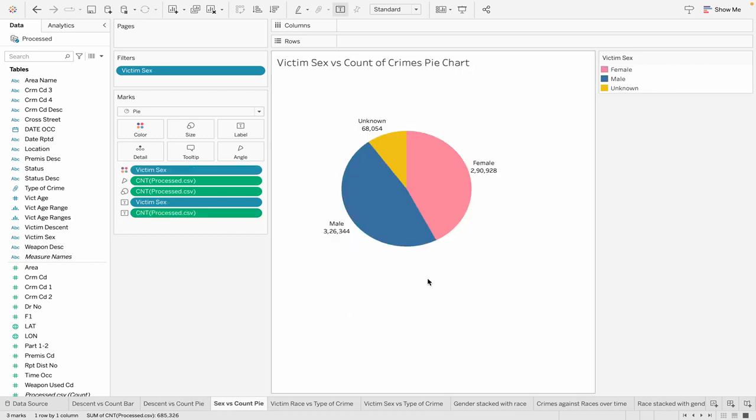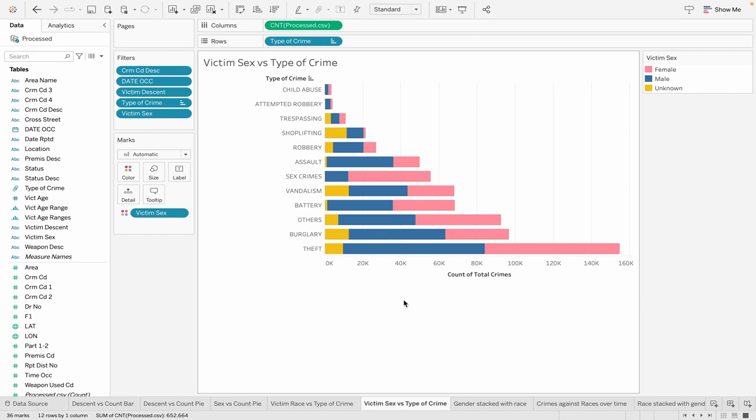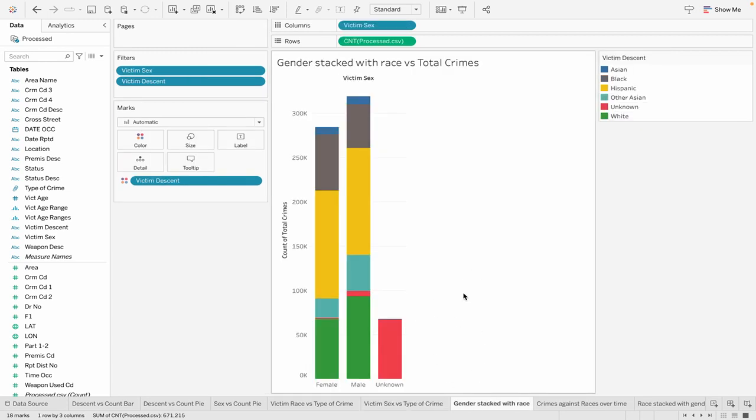The second pie chart shows the share of crimes committed against victims of the two different sexes in Los Angeles. And this third chart shows the total number of crimes committed in the different crime categories and also stacks the different races to show how many crimes of a particular type are committed against each race and in total. This is similar to the previous chart, where it is stacked with sex instead of race. And finally, this chart was done to show if there is any relation by plotting the total crimes against the different sexes stacked with the different races.